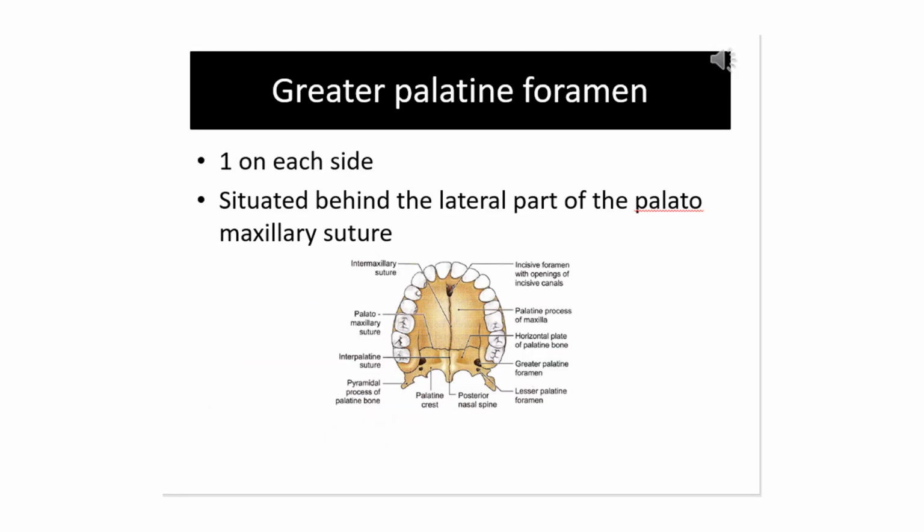The next feature of the hard palate is the greater palatine foramen. So what is the greater palatine foramen? First of all, we should know about the palatomaxillary suture. What is the position of the palatomaxillary suture? In the given diagram, you can see one suture marked as the palatomaxillary suture on the right side of the diagram, and we can relate the position of the greater palatine foramen to it, because the greater palatine foramen is always situated behind the lateral part of the palatomaxillary suture, one on each side.